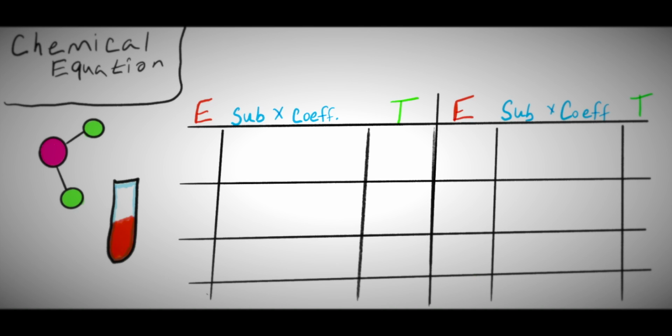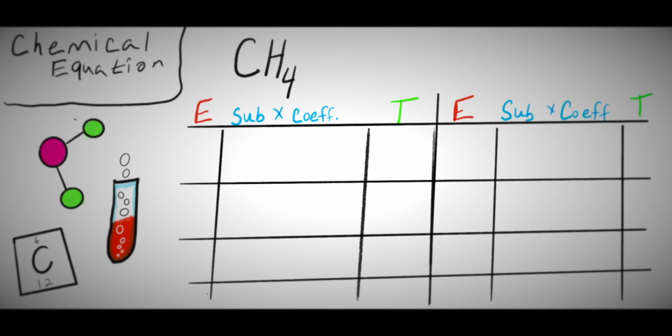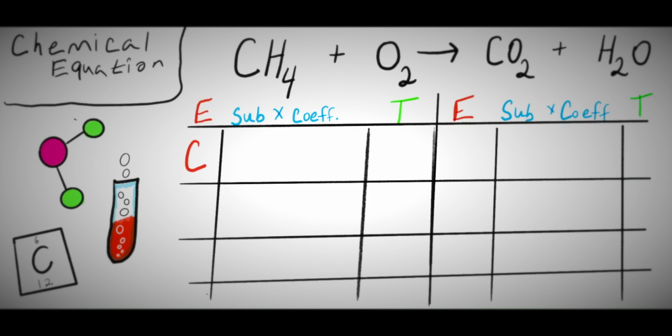So let's start things off with methane plus oxygen gives us carbon dioxide and water. In other words, CH4 plus O2 yields CO2 and H2O. My first step is going to be fill out my element columns on both the reactant and product side.